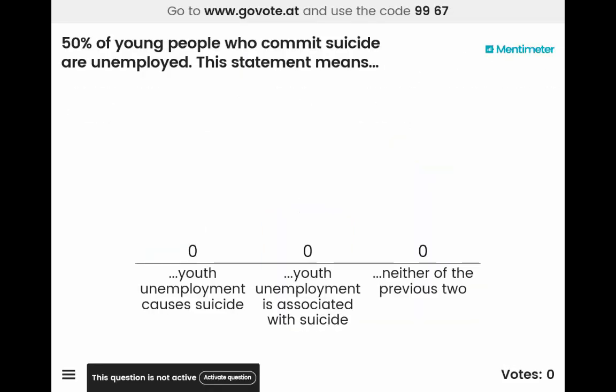Okay, the next question that I have. This is sort of now not about a spurious relationship, but about something else.